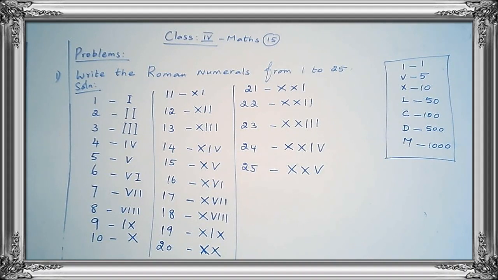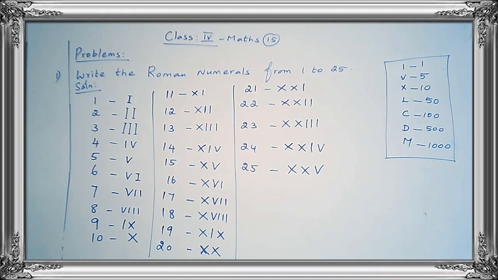10 means X. And 11 can be written as 10 plus 1. So here 10 stands for X, so that's why XI. Okay, children? 11 can be written as 10 plus 1. So the 10 stands for X and we need one more 1. So that's why 11 means XI.